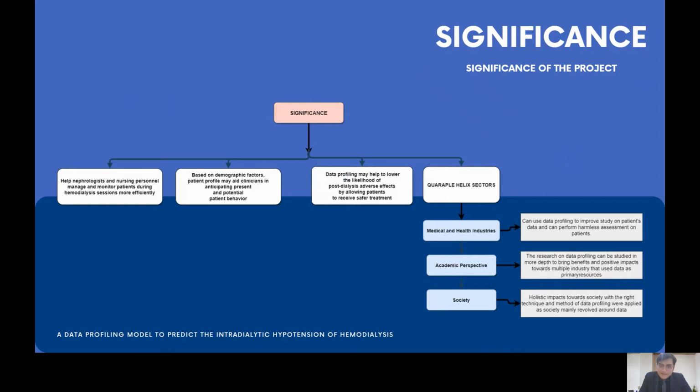From the academic perspective, research on data profiling can be studied in more depth to bring benefits and positive impacts towards multiple industries that use data as primary sources. And last but not least, we can see the significance on the society. Holistic impacts to a society mainly revolve around data, so the holistic impacts can be brought towards society if the right techniques and methods of data profiling are applied inside the society itself.